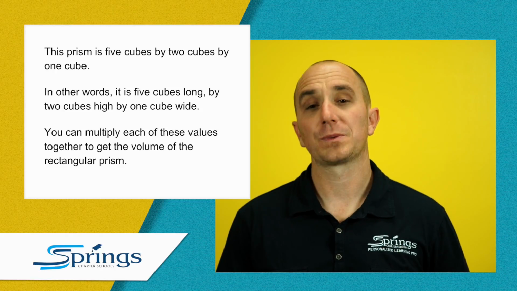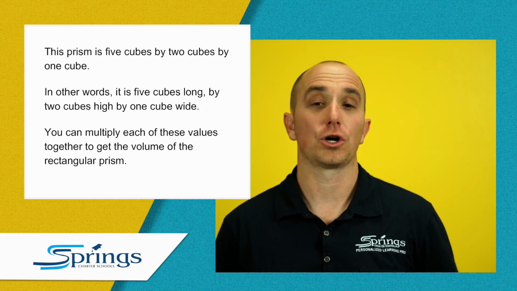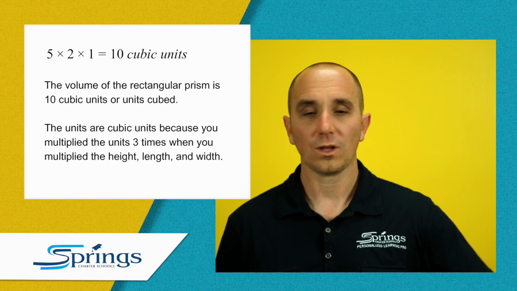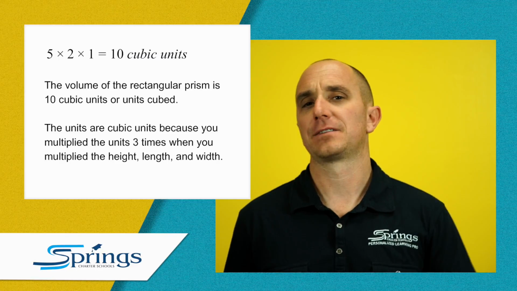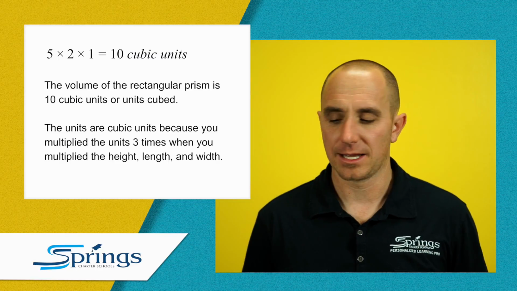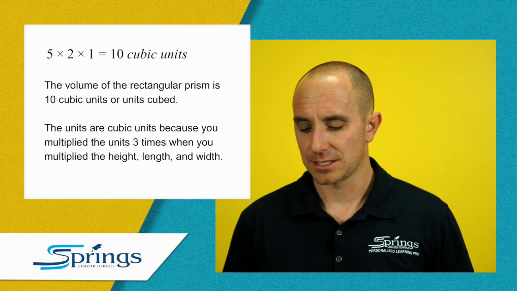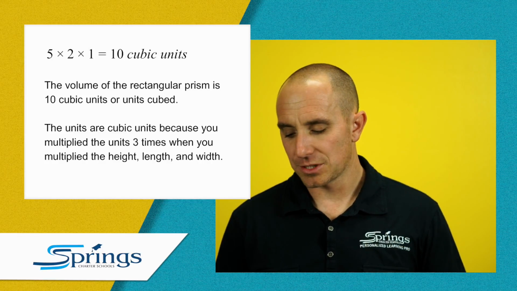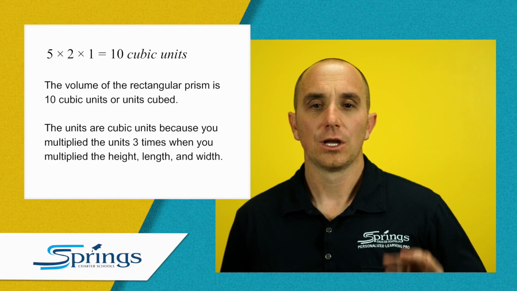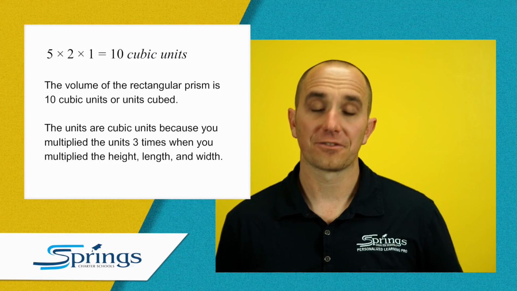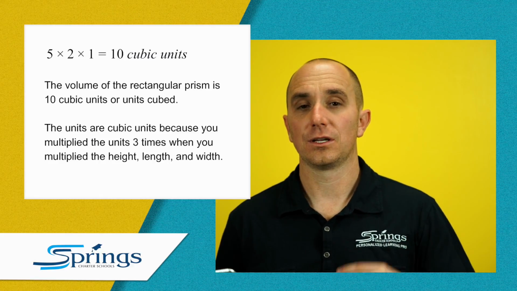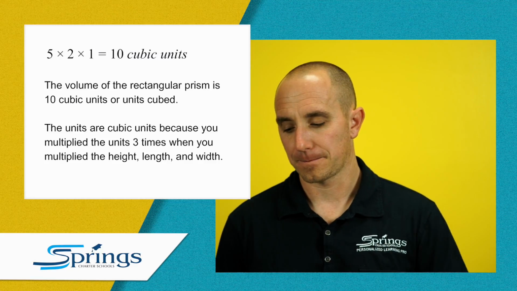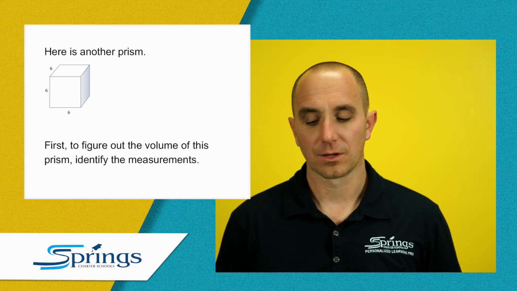So you can multiply each of these values together to get the volume of the rectangular prism. 5 times 2 is 10, 10 times 1 is, well, 10. So you have 10 cubic units. The units are cubic units because you're multiplying 3 numbers together. So anytime you're multiplying length, height, and width, you have 3 numbers, so you use the exponent 3 for cube.